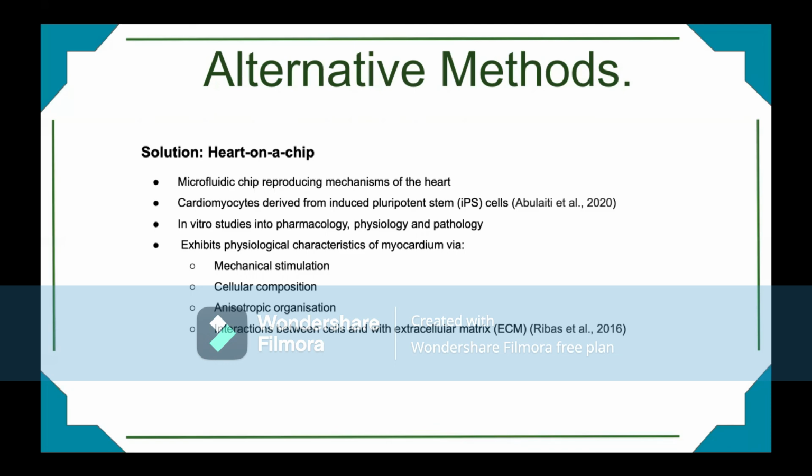Well, the heart on a chip exhibits physiological characteristics of the myocardium. It does this by having mechanical stimulation. It's got a similar cellular composition. It's anisotropic in organization, so it's directional like the heart. And also it enables interactions with other cells, and also with the extracellular matrix.